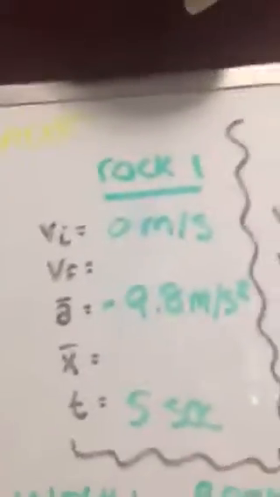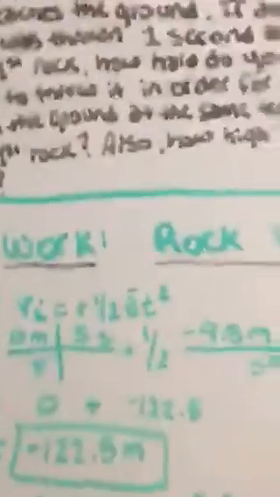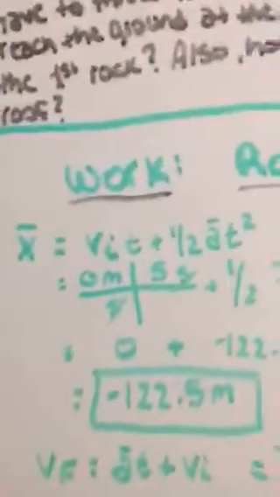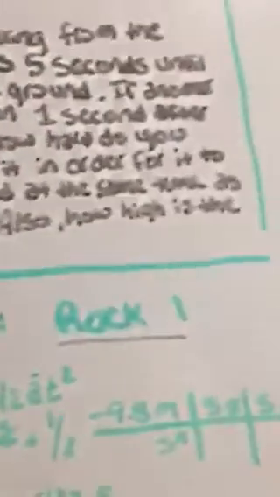Okay, since we know so far what we have, we're going to be going down to the equations. And as you can see, this is the work for rock 1, this is the work for rock 2. So for rock 1, we're trying to look for the displacement. And we're trying to look for that because we have to answer the question, which is, how high is the roof? And for us to first answer that question, we have to look for the displacement in rock 1.